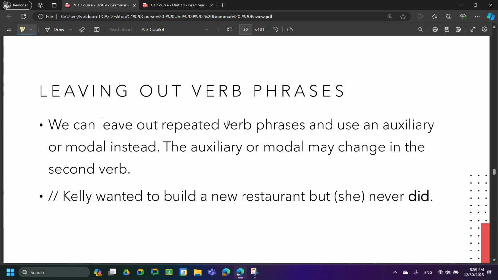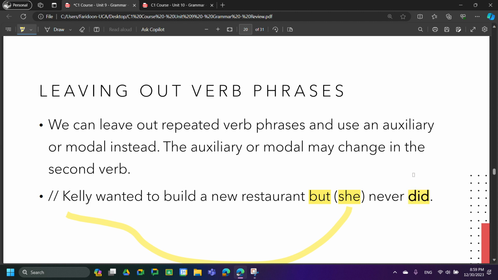What about leaving out verb phrases? So we can leave out repeated verb phrases and use an auxiliary or modal verb instead. And the auxiliary or the modal verb may change in the second verb. For example, Kelly wanted to build a new restaurant, but she never did. So in here, of course, we're also removing the subject once again. We have but and the subject are the same. So, it's really, really good. It can work. Kelly wanted to build a new restaurant, but never did.